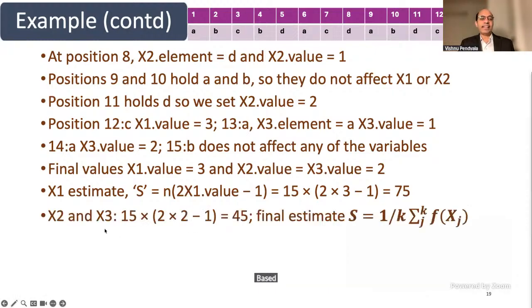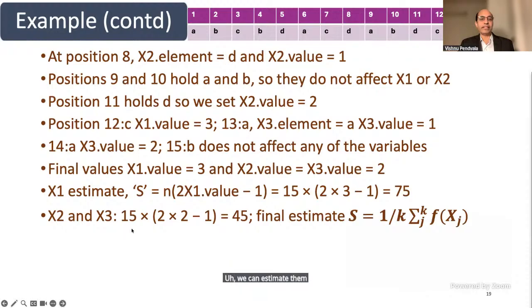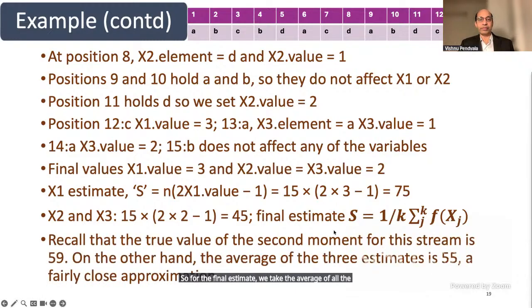Based on the second and third element, because the frequency is the same, the counts are the same, we can estimate them in a single shot. So for both, the estimate is 15 times 2 into 2 minus 1, which is 45. For the final estimate, we take the average of all the 3 values. 75 plus 90 divided by 3 is 55. You can calculate that.